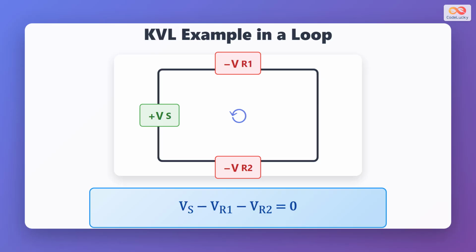Here's a practical example of Kirchhoff's voltage law. Consider a closed loop with a voltage source V sub S providing a voltage rise, and two resistors creating voltage drops V sub R1 and V sub R2. Going around the loop, we have V sub S minus V sub R1 minus V sub R2 equals 0. The positive voltage from the source is exactly balanced by the negative voltage drops across the resistors.